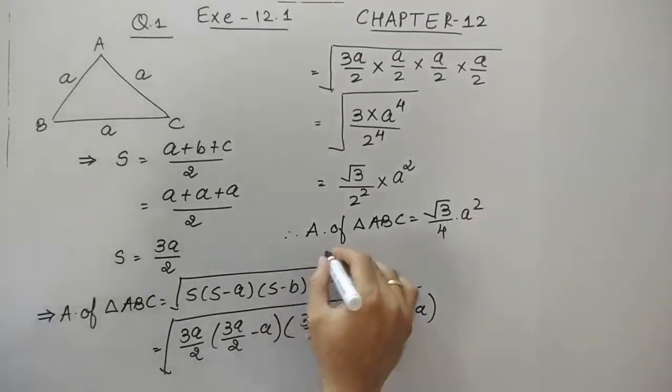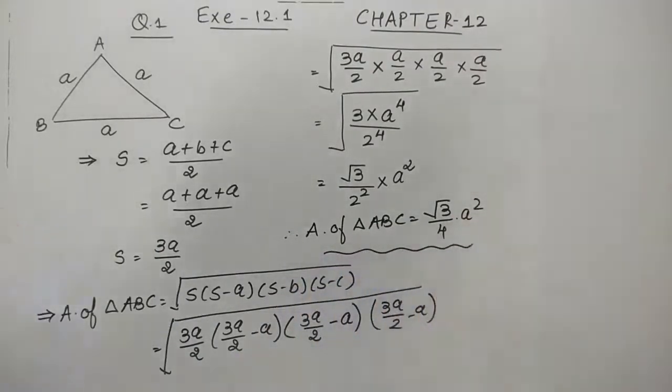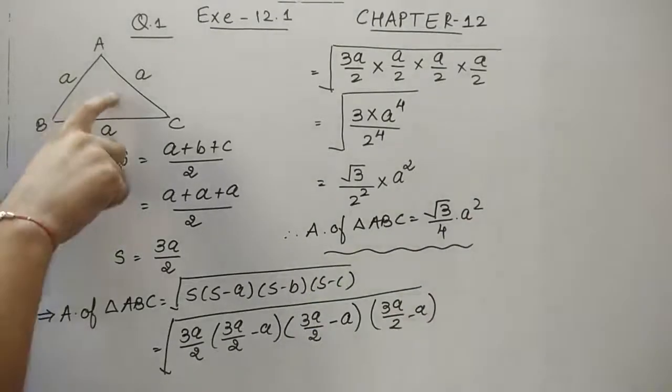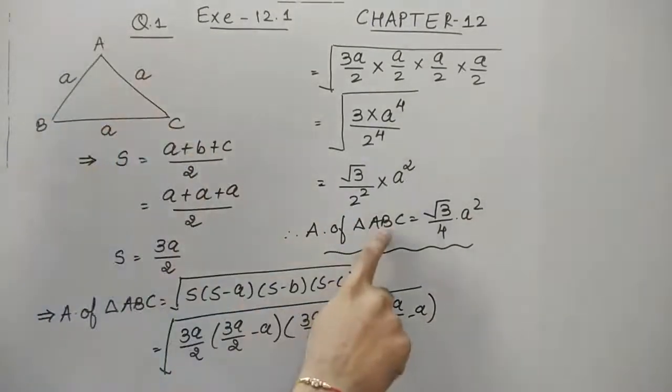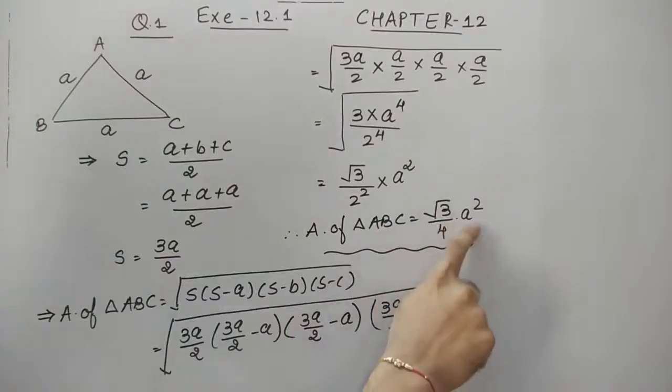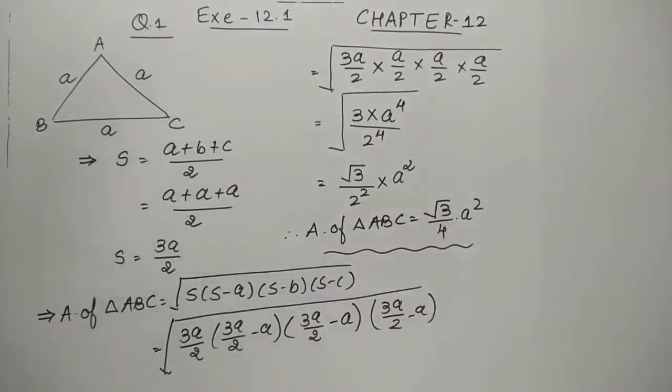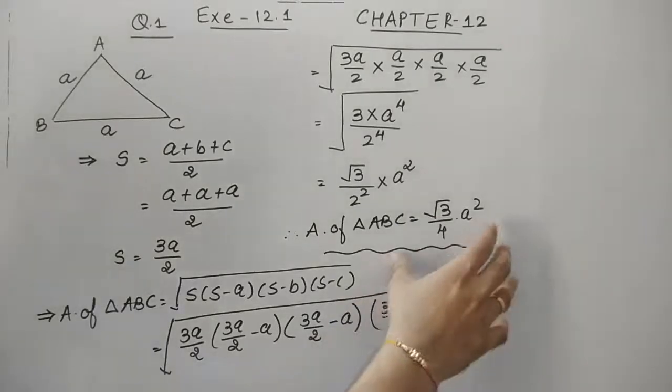So remember students, whenever in further questions we obtain an equilateral triangle and we have to find out the area of the triangle, we use root 3 by 4 into a square, where a is the side. So root 3 by 4 into side square. We will use this formula.